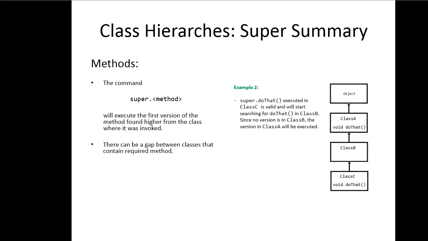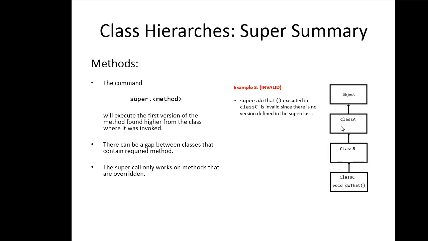There can be a gap between classes that contain required methods. So this second example is perfectly valid. Super.doThat executed in class C is valid, and will start searching for doThat in class B. So if I invoke super.doThat in class C here, it's going to come here, look for it, not find it, and then work its way up to class A.